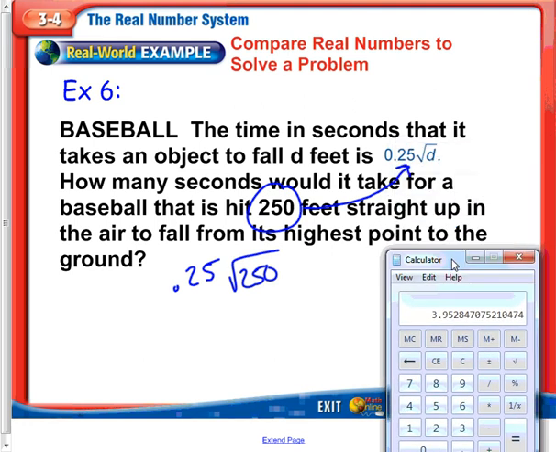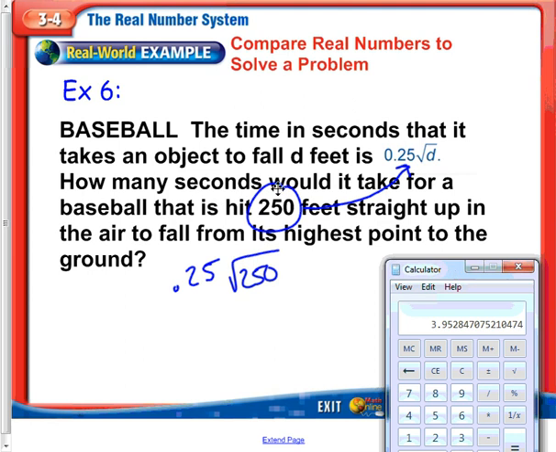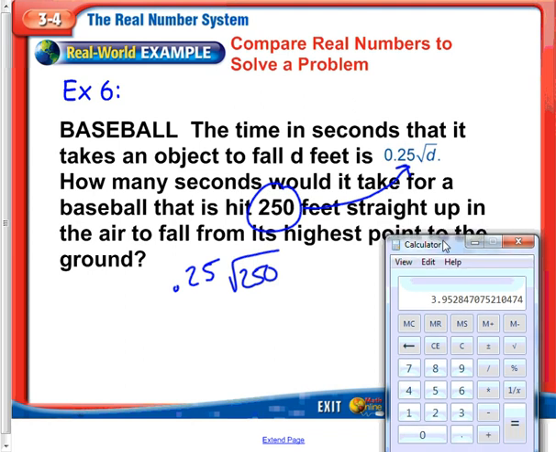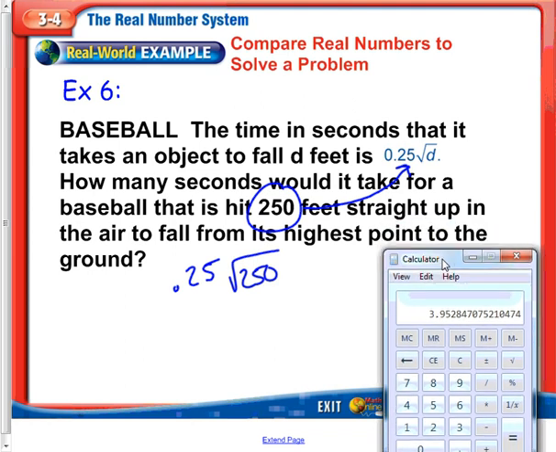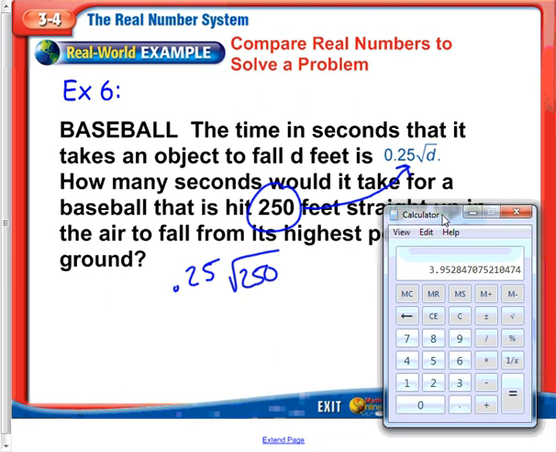So we can go ahead and estimate this maybe to the nearest hundredth. It says how many seconds would it take for a baseball. So we could say about 4 seconds, but it does not say anywhere in here that we're supposed to estimate. So we might want to be careful with that and just say about 3.95 seconds, or we could say about 4.0. If you're going to the nearest tenth, you are going to want to make sure you include that 0, because we are estimating.